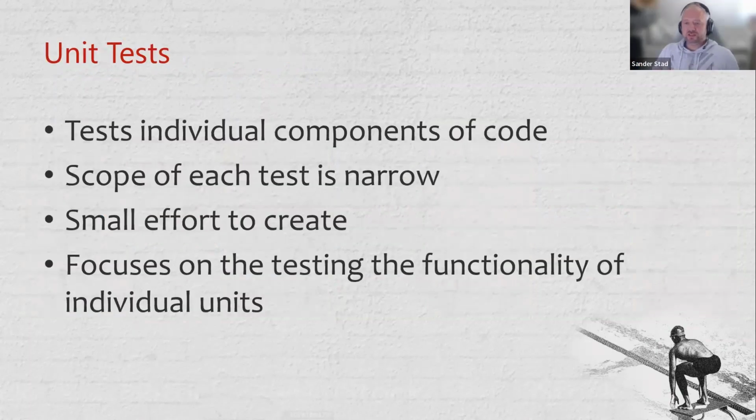So basically, a unit test is the testing of small individual components in your code. The scope of a unit test is very narrow because you only test those little pieces of functionality individually. It's a small effort to create, and it focuses, especially because I said this a couple of times, just on the individual units. Most people who start doing unit tests want to do too much in the unit tests, and I always emphasize make them as small as possible to make them easy to maintain and to see what actually went wrong.